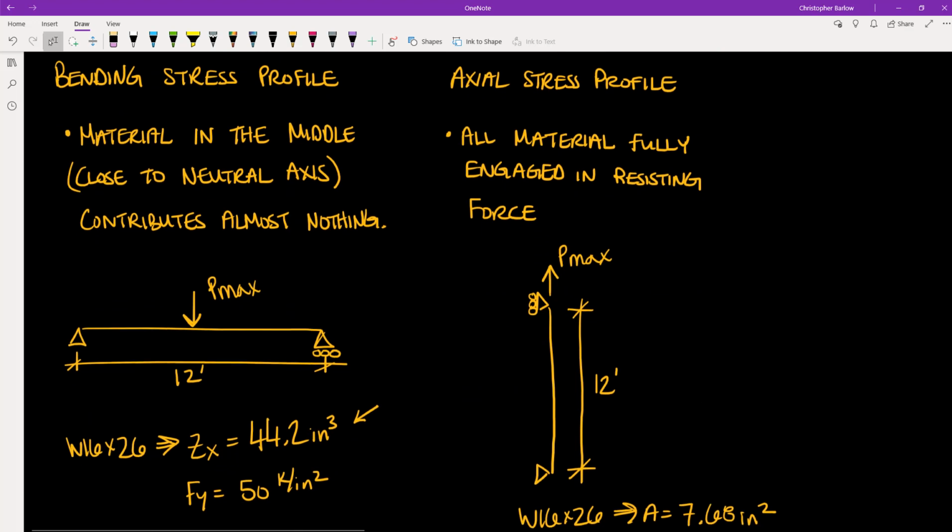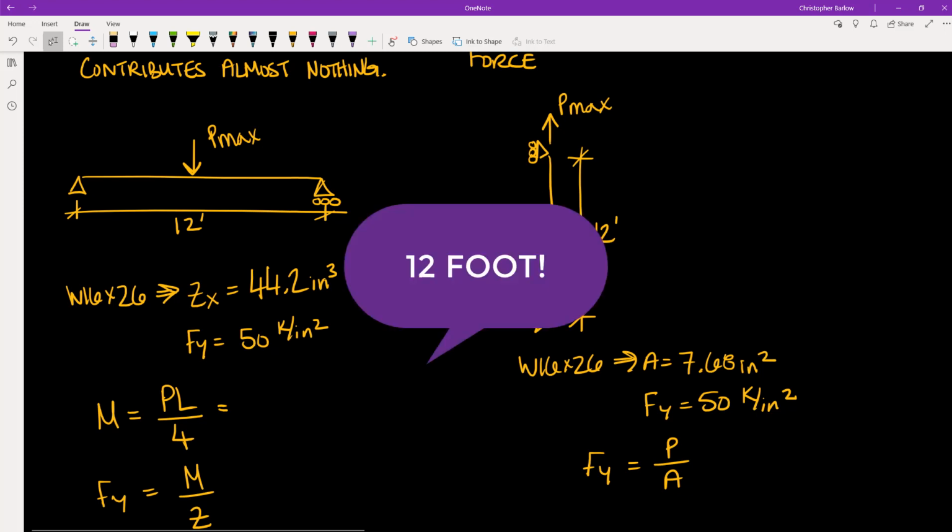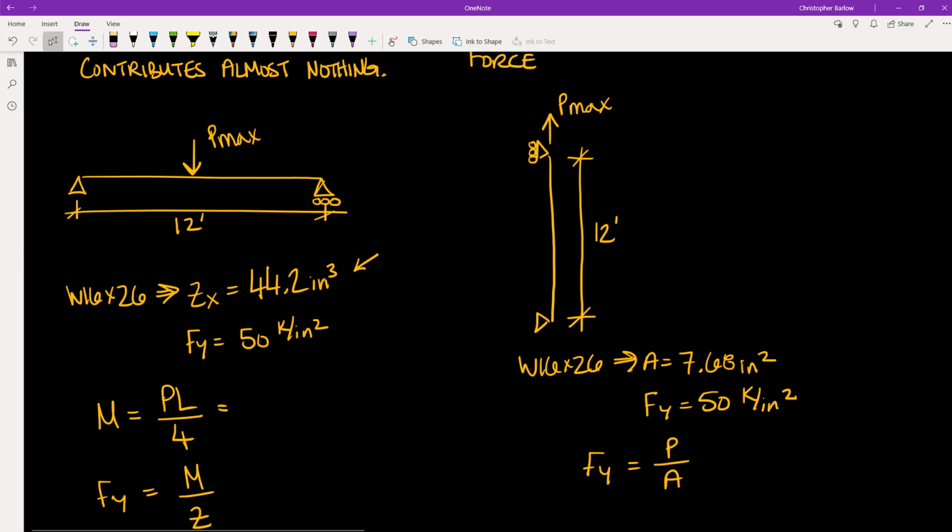So let's quickly compare a 20-foot W16 by 26 beam with a perpendicular load applied at midspan to a 20-foot W16 by 26 column with a tension load applied at the top of the member. And let's try to calculate the maximum force we would need to apply to make the member yield in each case. So this is the same member, the same length, but with different loads applied. And let's start with bending.